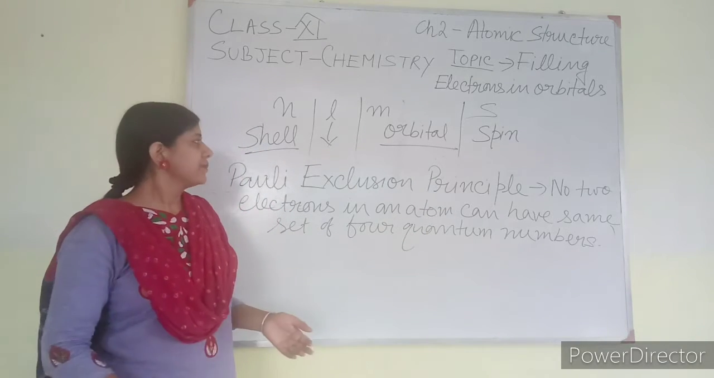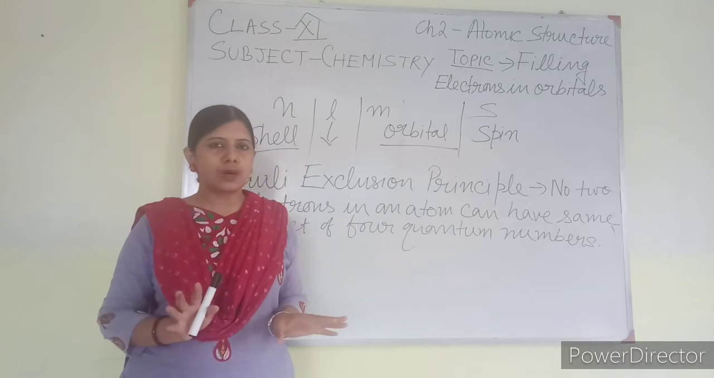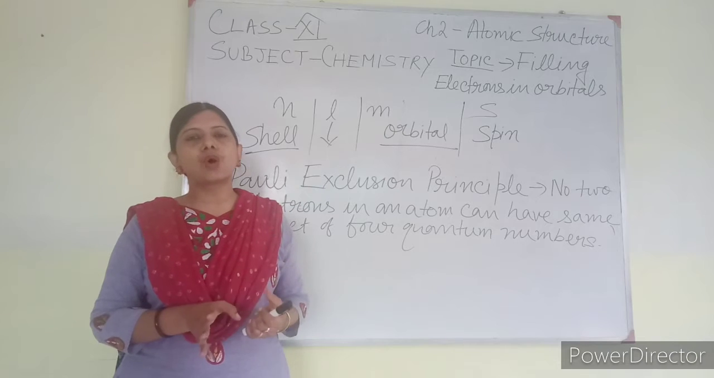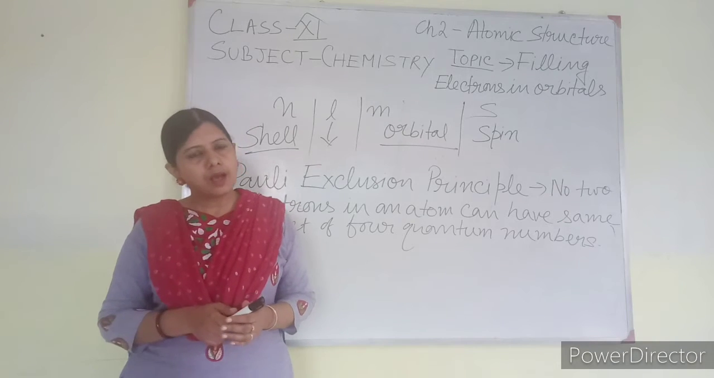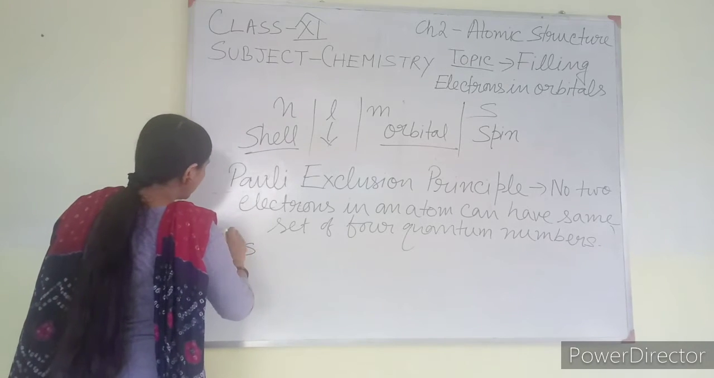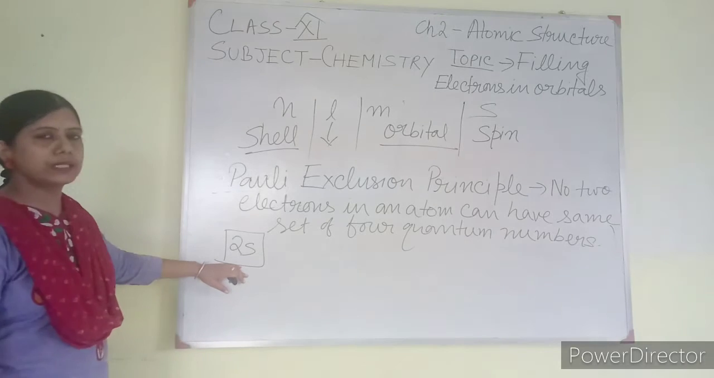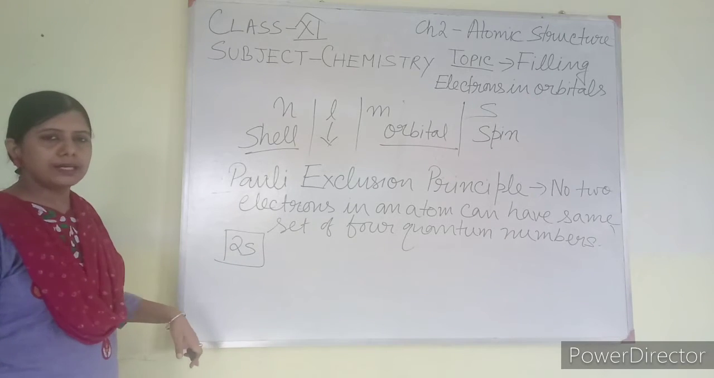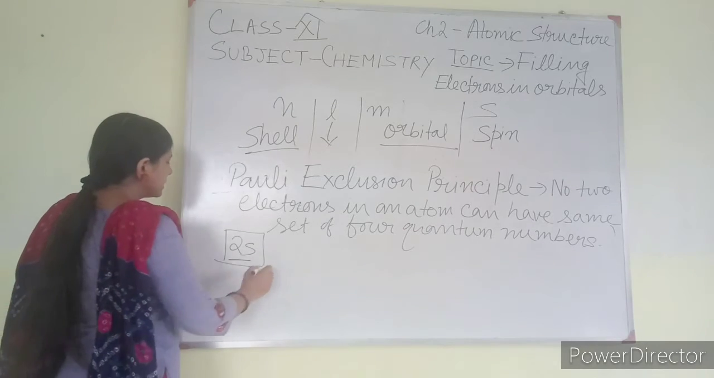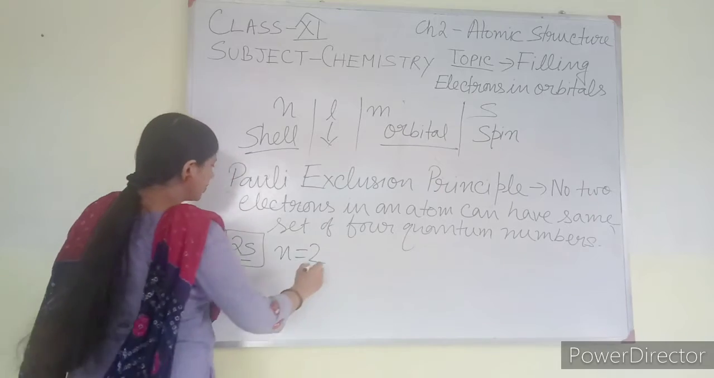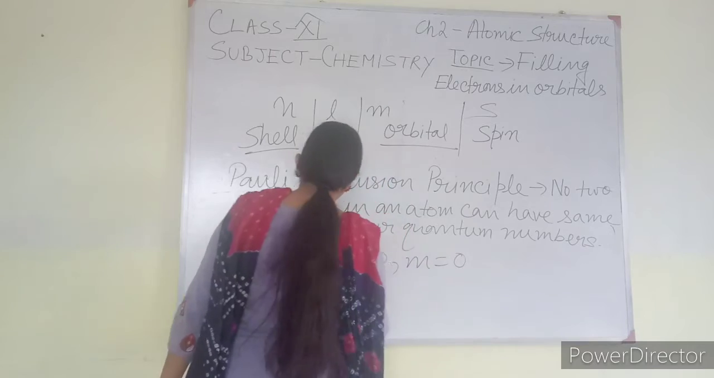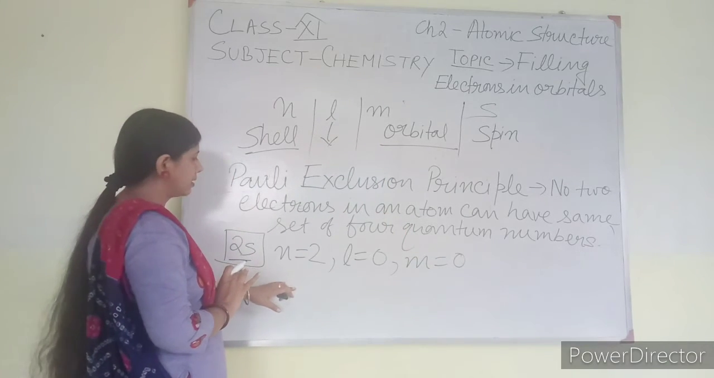What is the meaning of this? As you have seen, there are 4 quantum numbers. 3 quantum numbers can be the same, but the 4th one will never be the same. How? Suppose I take an electron going into the 2s orbital. 2s means n equal to 2, l equal to 0, m equal to 0. 2s means this one.